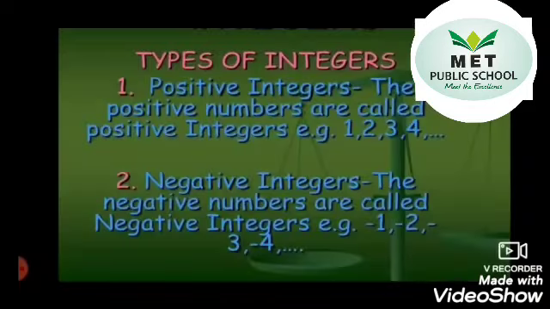Now let us see different types of integer. There are two types of integers, positive integers and negative integers. The positive numbers are called positive integers and negative numbers are called negative integers.